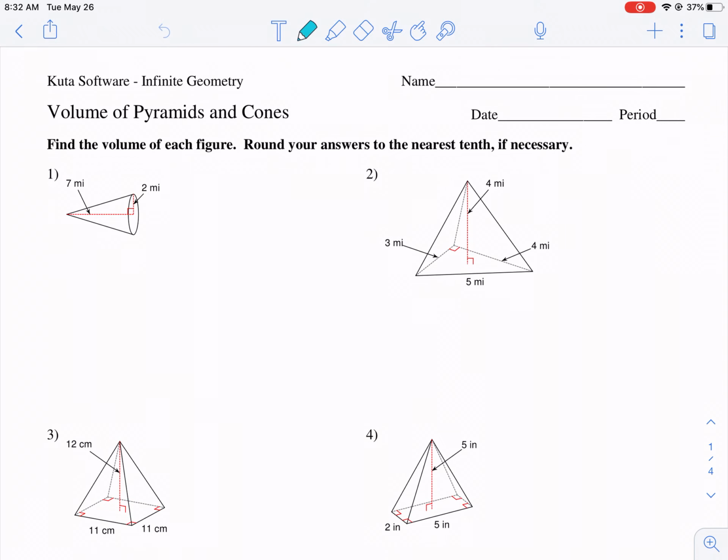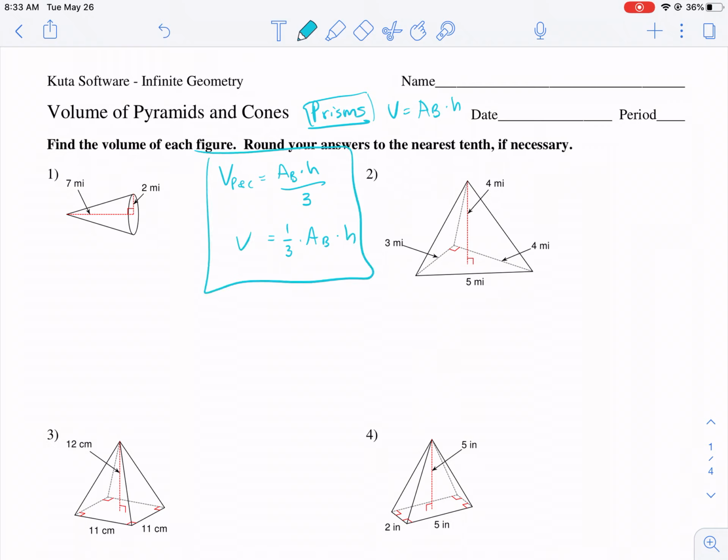One of the things you need to understand is that the volume of pyramids and cones is very similar to that of prisms. If you remember, the volume of a prism was the area of the base times the height. I find this super interesting, but the volume of pyramids and cones is the area of the base times the height, just like with prisms, with the only exception being that it's divided by 3. Or if you like, it's 1/3 times the area of the base times the height. That's the only difference. So here are the formulas you're going to be using.